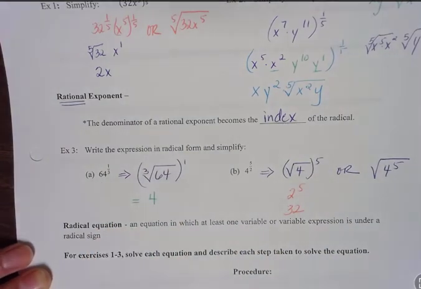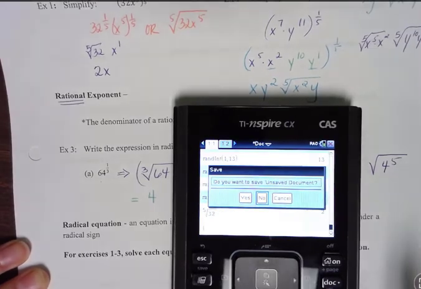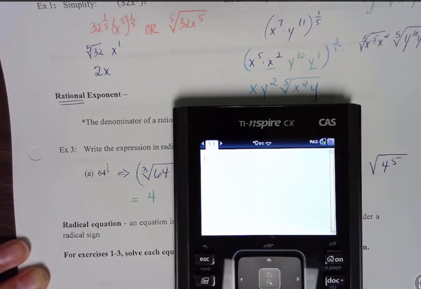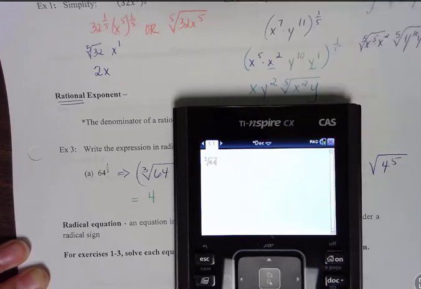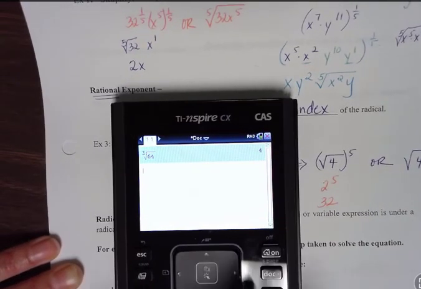Okay, as a reminder, on the graphing calculator, you would just open a calculator page and do the second or the control, and the caret. And then you could put in the cube root of 64 and it would give you an answer. Okay. You can also double check that you've done the correct work with something like this.